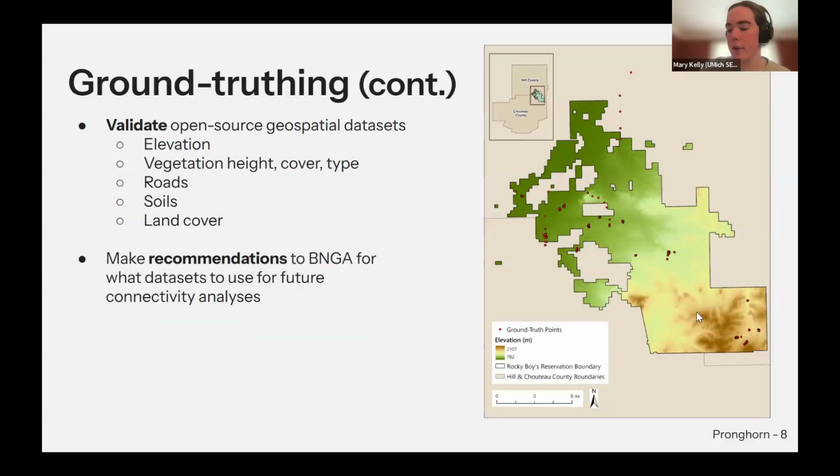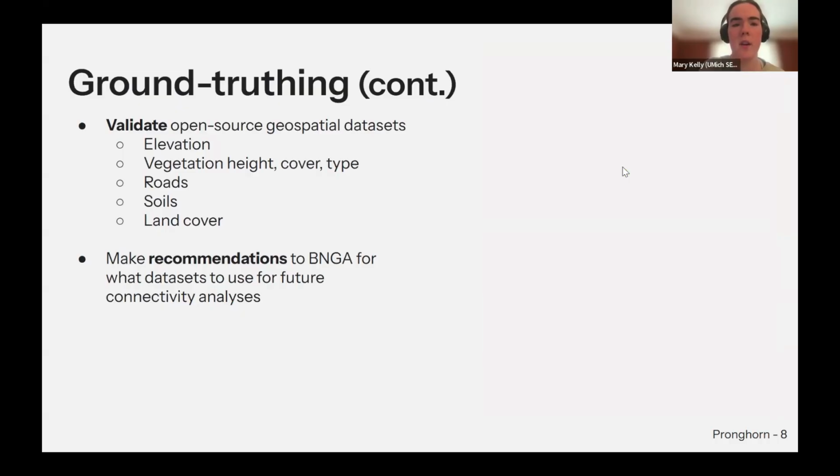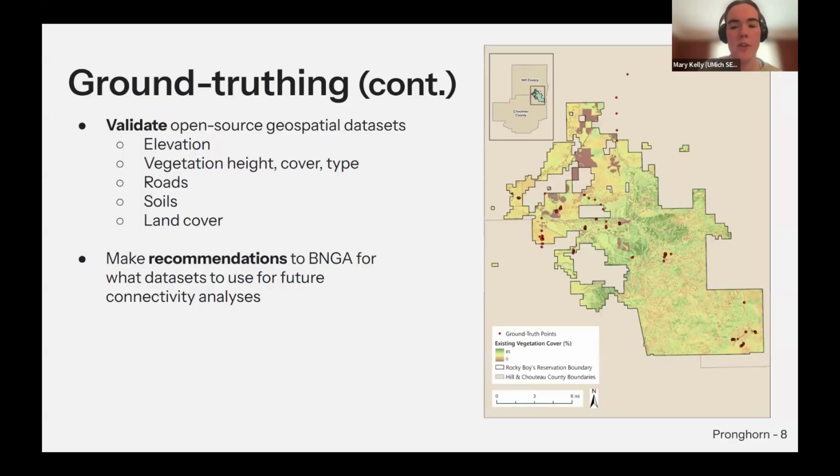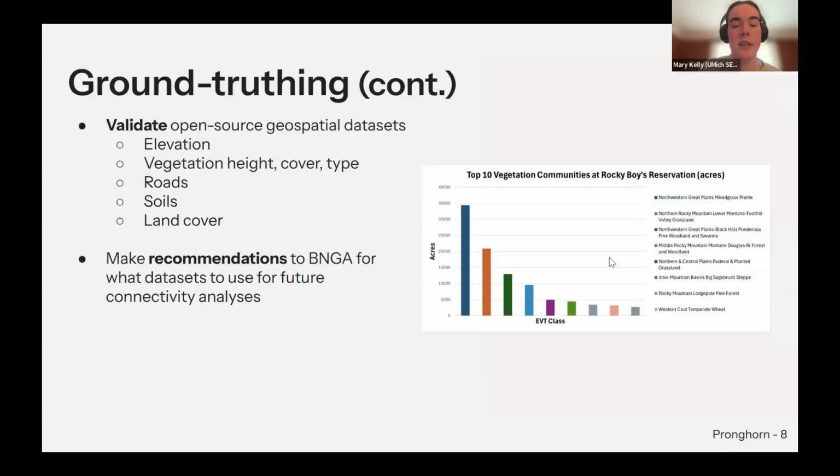And then when we returned to Michigan, we did sort of that validation piece to determine how well our field data matched up with those reference data sets. So those variables included things like elevation, which we have on the slide here, as well as vegetation height, I guess estimated vegetation height in meters, vegetation cover, so the percent vegetation cover in the different areas, vegetation communities.